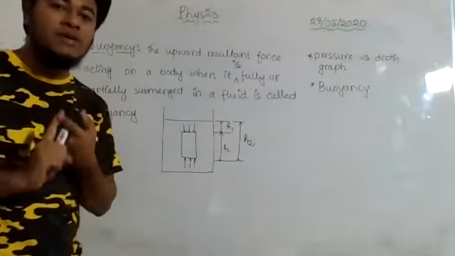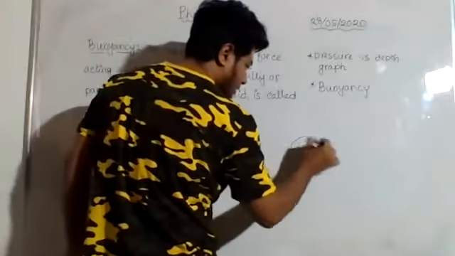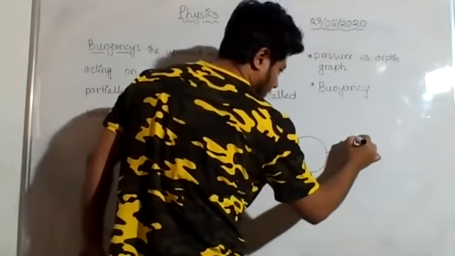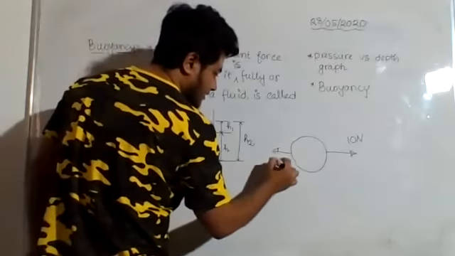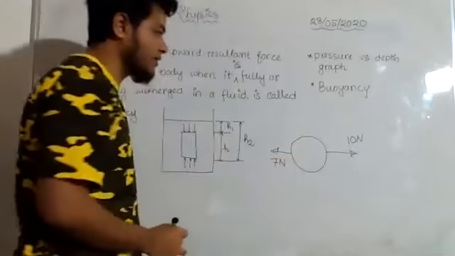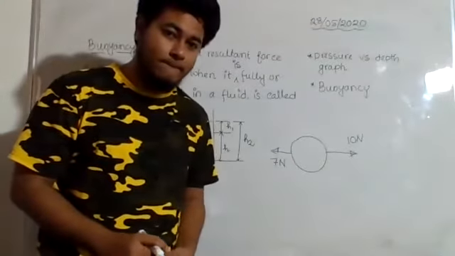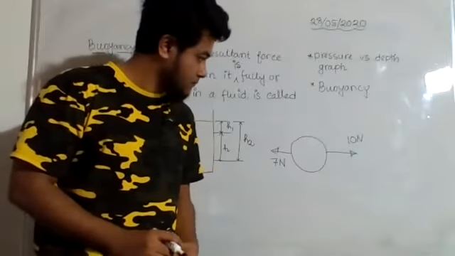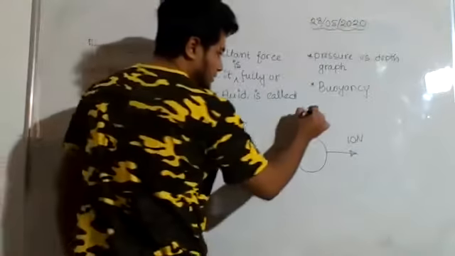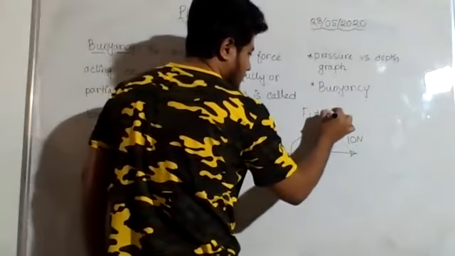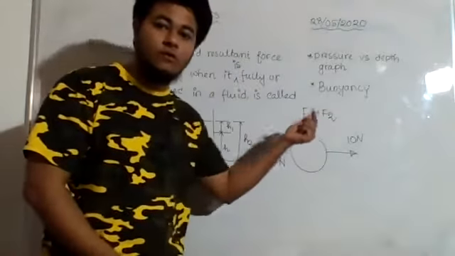Now, what do we mean by resultant force? So let us say I have a body here. The force that I'm exerting in this direction is 10 Newton, and another force I'm exerting in this direction is 7 Newton. Can anybody tell me what will be the resultant force? Resultant force is the summation of all the forces that is acting on the body. Summation of all the forces.